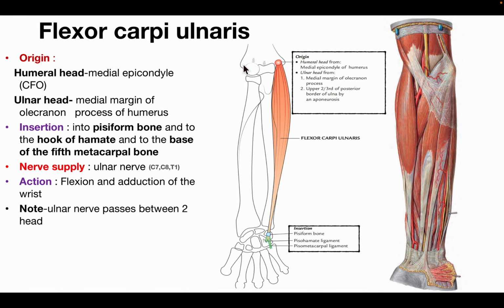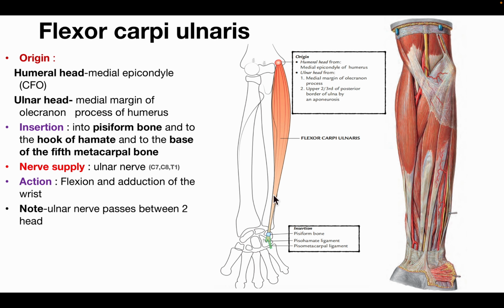Flexor carpi ulnaris. Origin is from the humeral head as well as from the ulnar head. For the humeral head, the origin is from the medial epicondyle of the humerus, that is the common flexor origin, and the ulnar head from the medial margin of the olecranon process of the ulna, as well as from the upper two-thirds of the posterior border of the ulna by an aponeurosis.